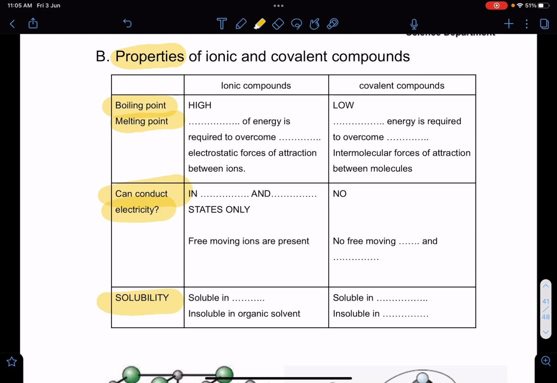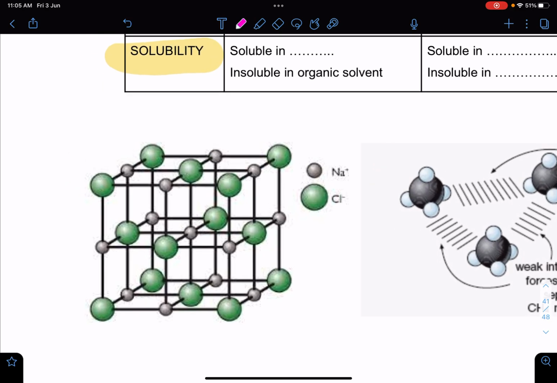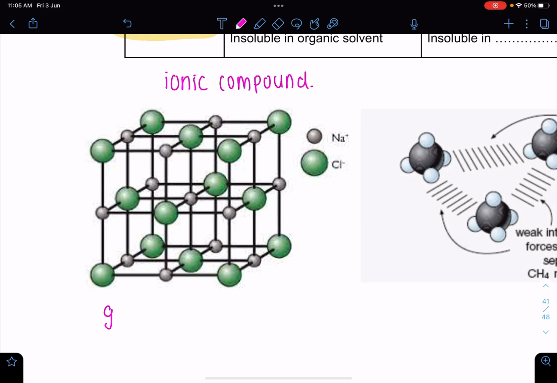Now, I find it easiest to remember this by looking at the structures of ionic and covalent compounds. So on the left here, you would see a cage-like structure. This cage-like structure is unique to ionic compounds. This structure, you need to know its name. It's called a giant lattice structure.